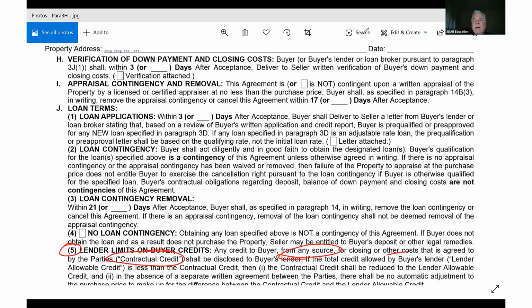So the buyer asks the seller to give them 3% towards their closing costs. Excuse me, it's never towards repairs, right? The lender doesn't want to see towards repairs. They want to see towards closing costs or something else. Part of the reason behind that is that the lender doesn't want it to appear that the seller is helping the buyer with the down payment. That's why contractual credits will be limited. Okay, but go ahead, agree to 6%. Let's see what happens. Okay, so the contractual credit shall be disclosed to the buyer's lender.